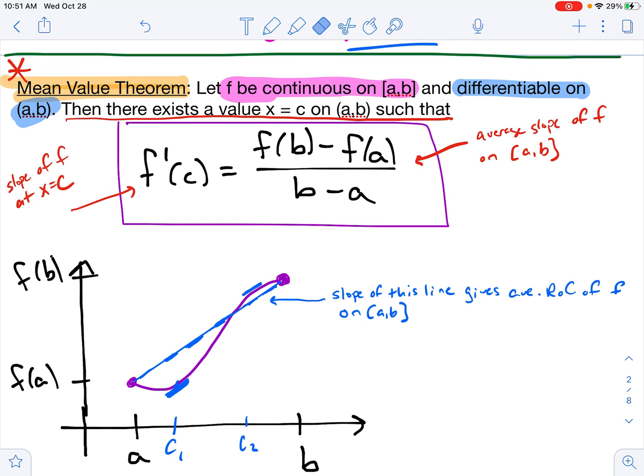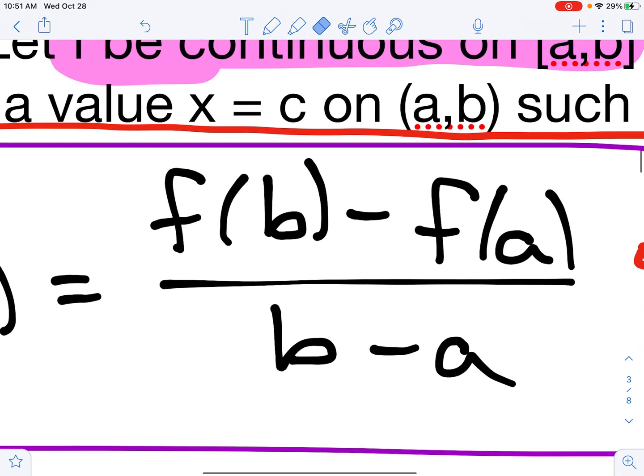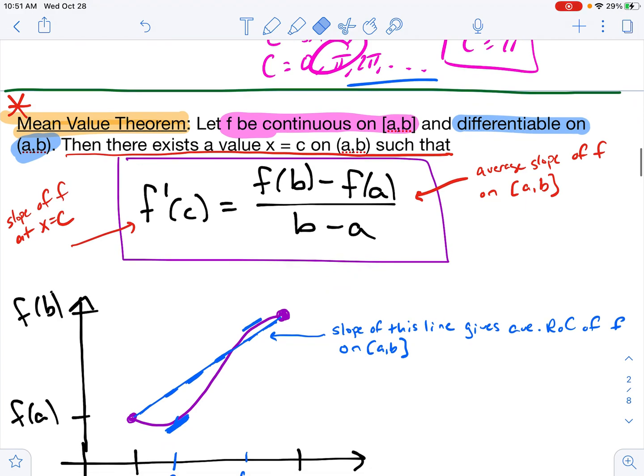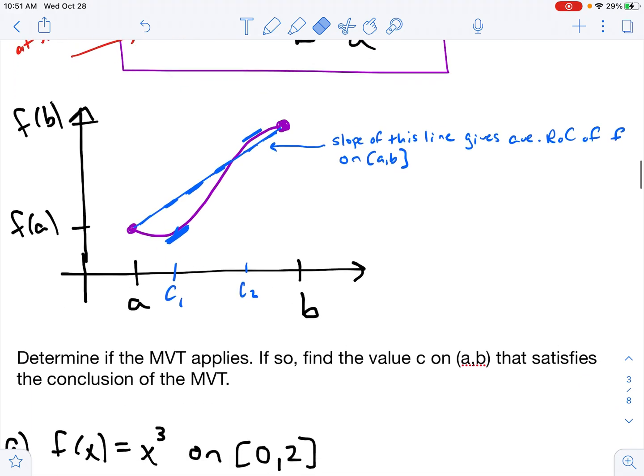And if you think about it, Rolle's theorem is this. Because if the y values are the same, if f of b and f of a are equal, what does that make the average rate of change over the interval? 0. So Rolle's theorem is kind of just a special condition of the mean value theorem where the average rate of change is 0. But here we go. Let's take a look.